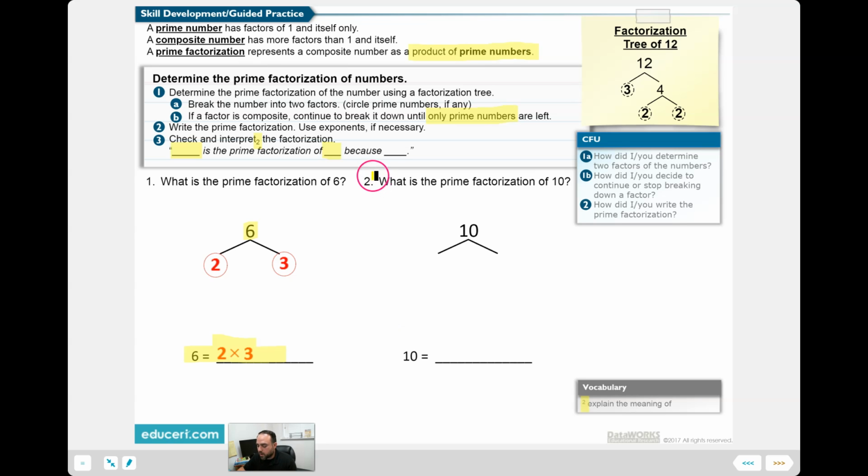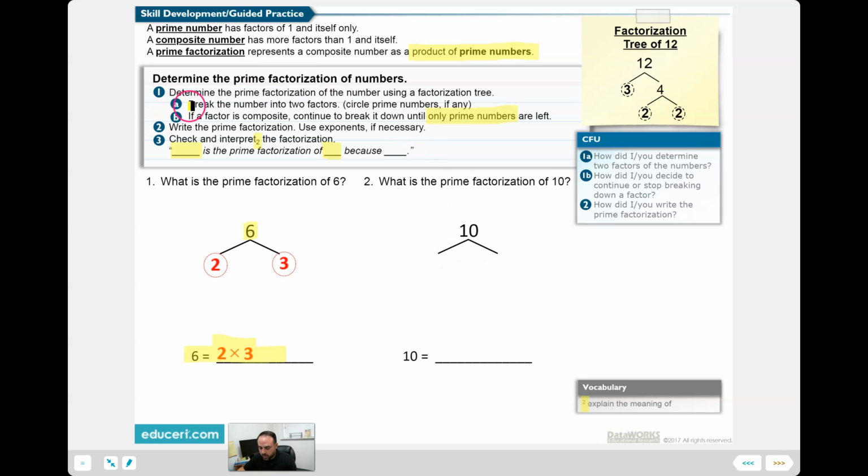I will guide you through problem 2 step by step. Let's read problem 2. Ready, read. What is the prime factorization of 10? Step 1. Ready, read. Determine the prime factorization of the number using a factorization tree. Here's the number 10 and the first two branches of your factorization tree already provided for you.